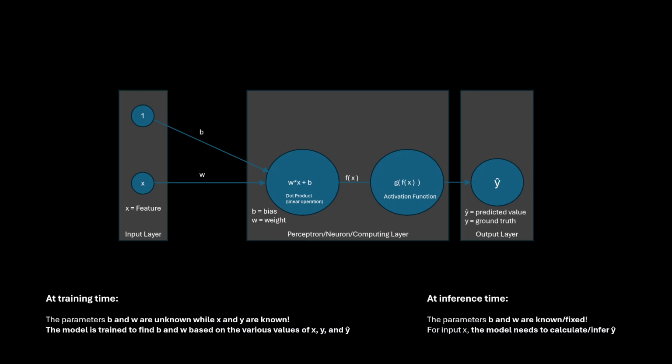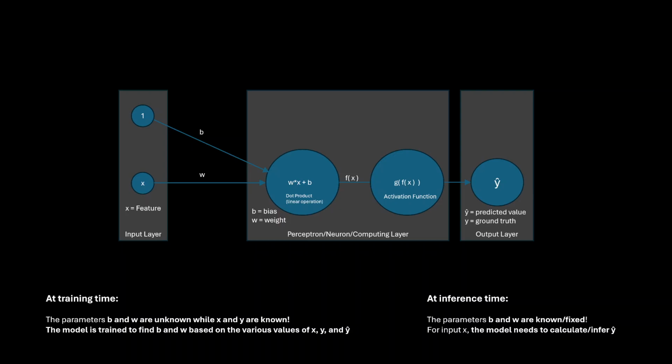Once the values of B and W are determined from the training, then you deploy this perceptron in production to do inference, which means to predict the value of the output given an input value. So at inference, the bias and W, the weight, are known and fixed. And the model has to infer the predicted output for a given input X.